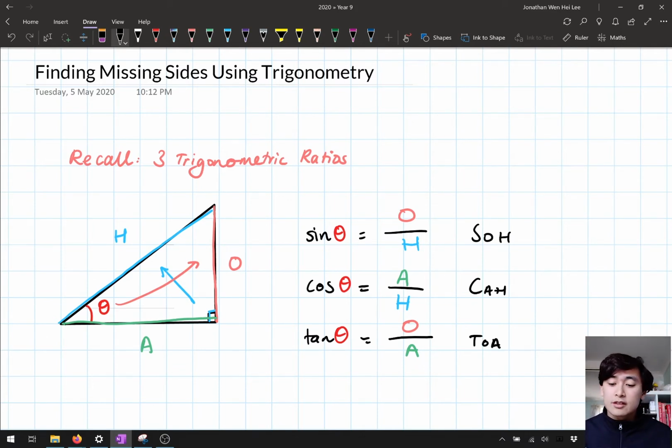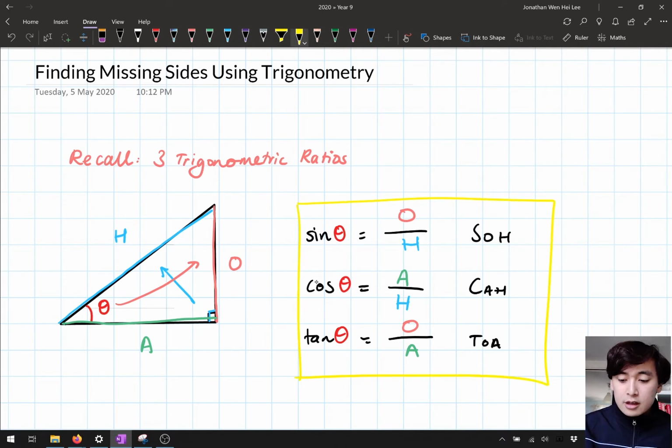These were the three trig ratios that gave me relationships between the sides and the angles in my right-angled triangle. What we're doing in this lesson is focusing on how we can actually use these three trig ratios to help me find missing sides. In the past, with Pythagoras' theorem, we found missing sides using Pythagoras. Here, we're going to use trigonometry to find the length of missing sides.